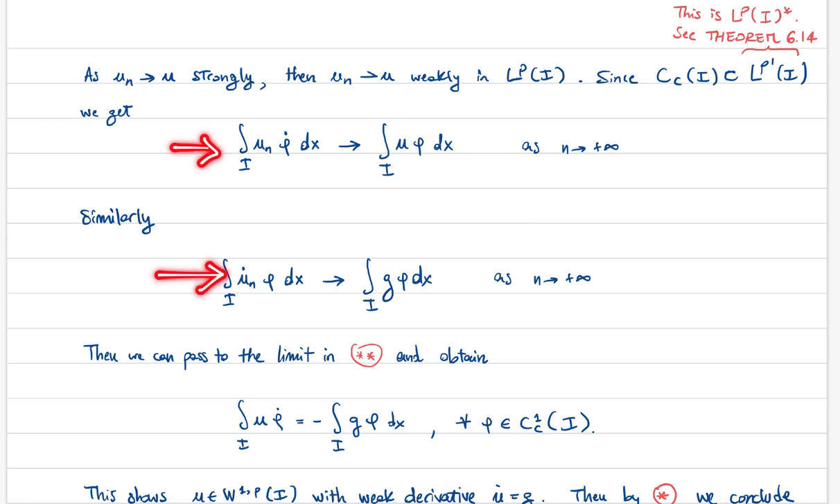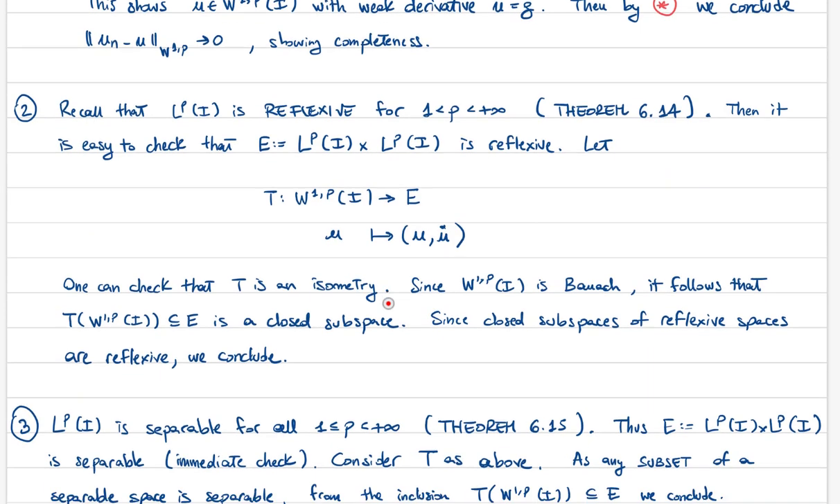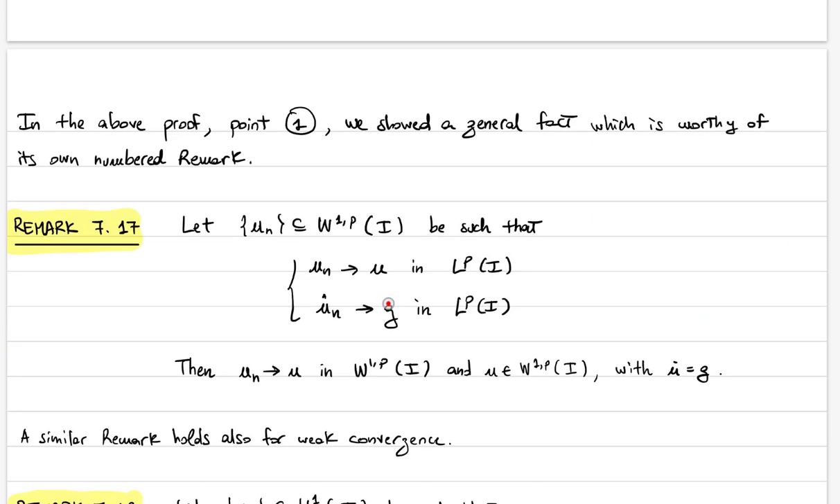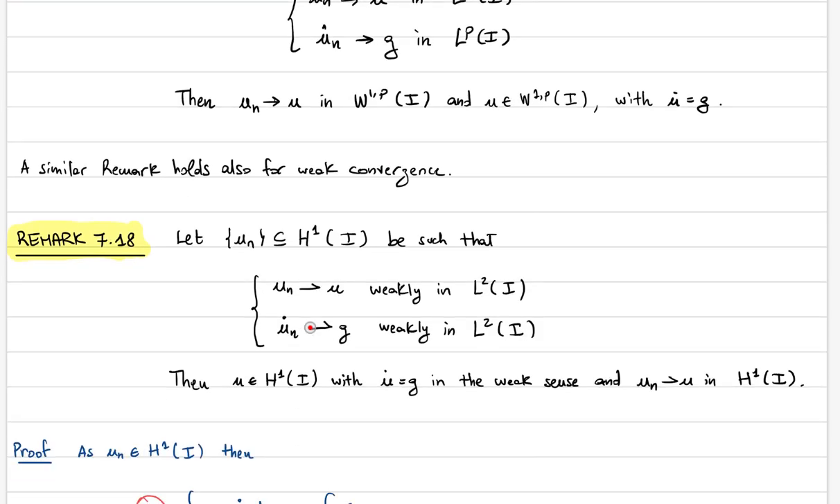And these two limits obviously hold also if u_n is weakly converging to u and u_n dot is weakly converging to g. Therefore, the remark that we just stated, so this remark 7.17, can be immediately generalized to weak convergence. I only stated this in H^1, but I think it's good enough. If we need it in W^{1,p}, the proof is exactly the same as for the p equals 2 case.